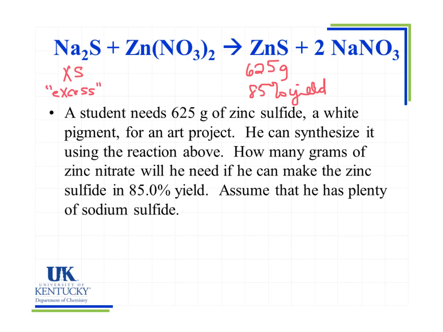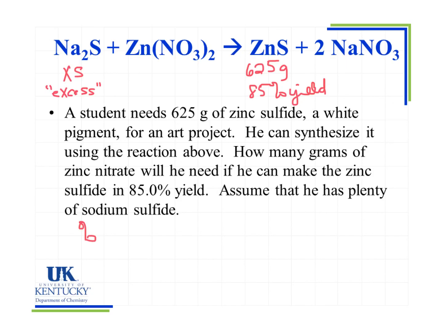So I've got a couple of things going on here. I've got to figure out how much zinc sulfide I need to plan on making if I know I'm only going to have 85% yield. And then I need to use stoichiometry to figure out how much zinc nitrate is going to be needed to make that amount of zinc sulfide. So let's first look at what we have for the zinc sulfide and that percent yield.